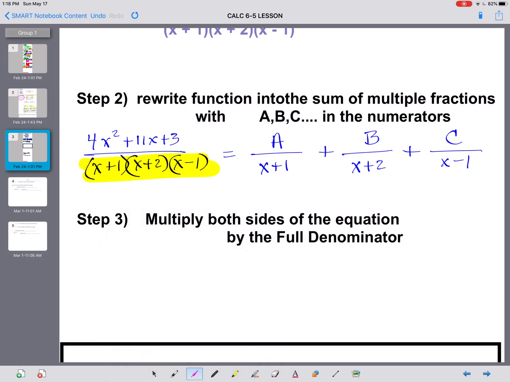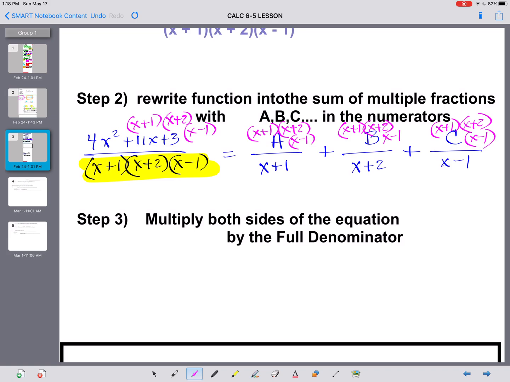Okay, here it is. We're going to multiply by x plus 1, x plus 2, x minus 1. Same thing here, x plus 1, x plus 2, x minus 1, and the same for each of the remaining terms.